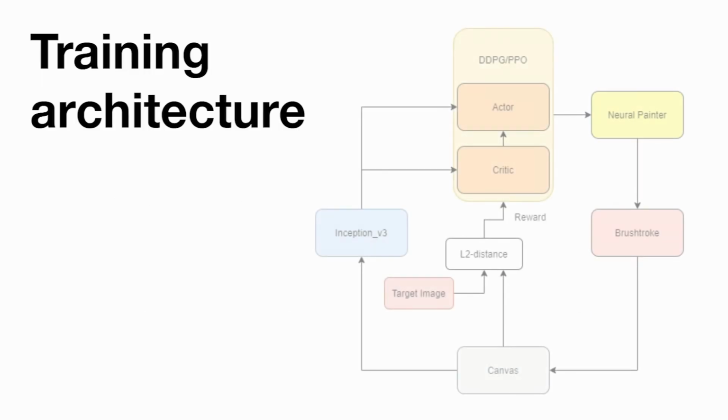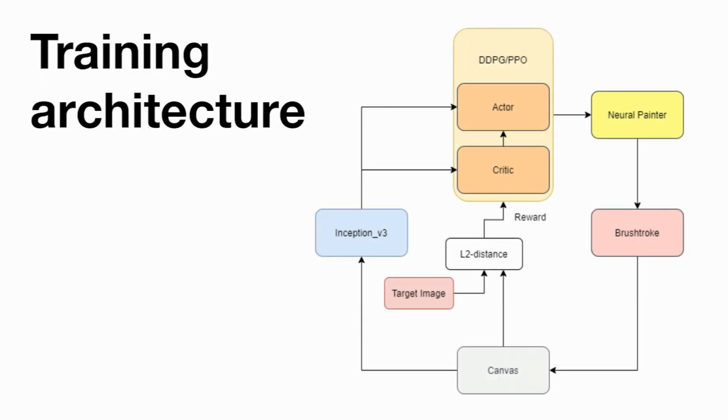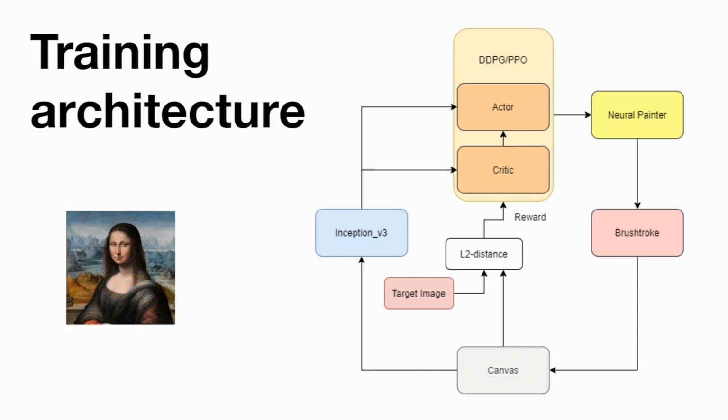This is the final training architecture. Two different algorithms were tried, DDPG and PPO. We can see here that we modeled the reward calculating the L2 distance from the resulting image to the target image, in this case, La Gioconda.